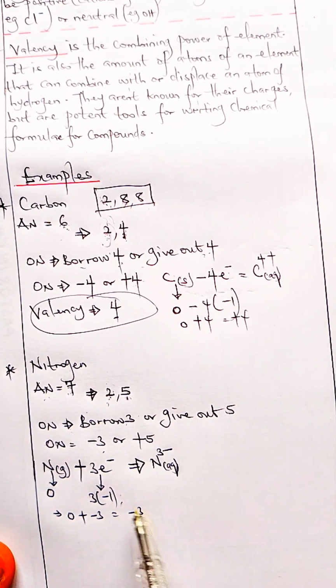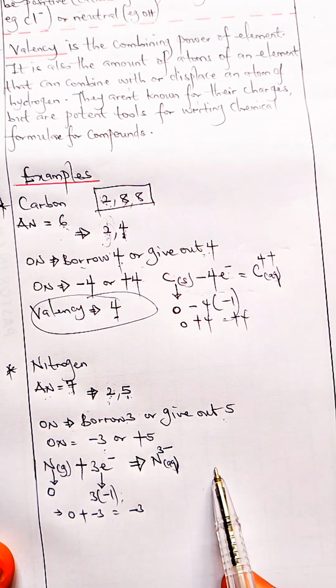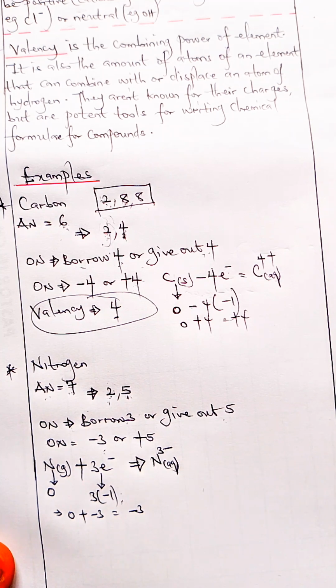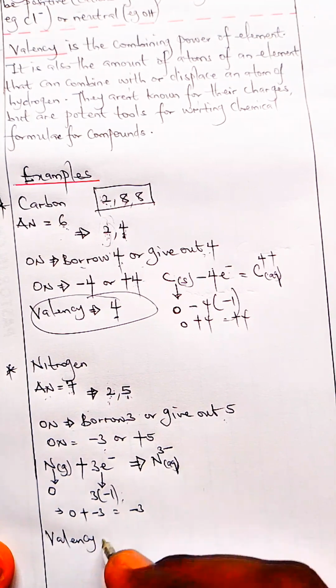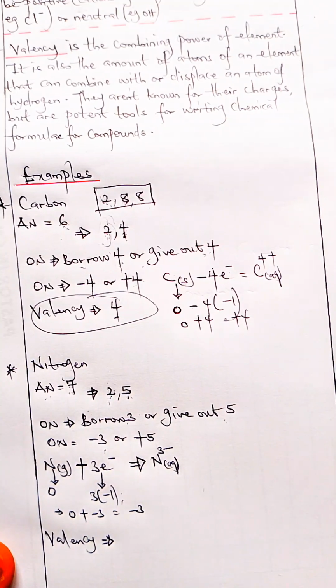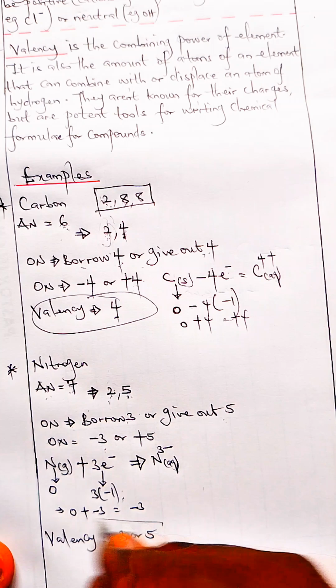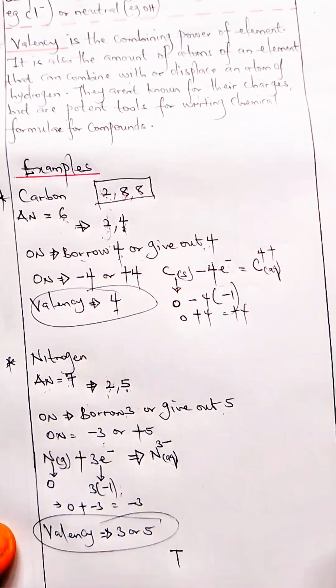So quickly, let's come back to nitrogen. We either borrow 3 or give out 5. If it gives out 5, that's the same thing: nitrogen minus 5 electrons, and so on. So what is the valency? Valency doesn't have any business with the charge. The valency for nitrogen is going to be either 3 or 5, but basically 3.